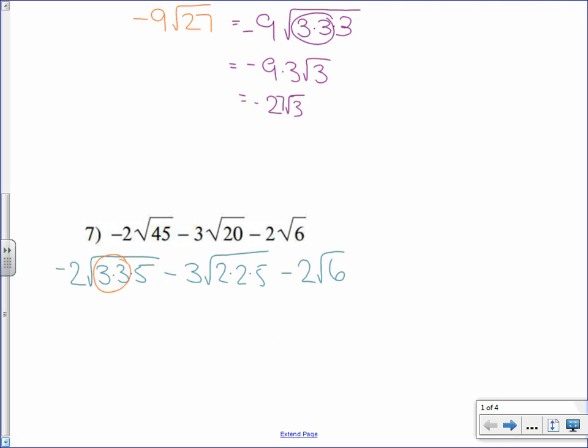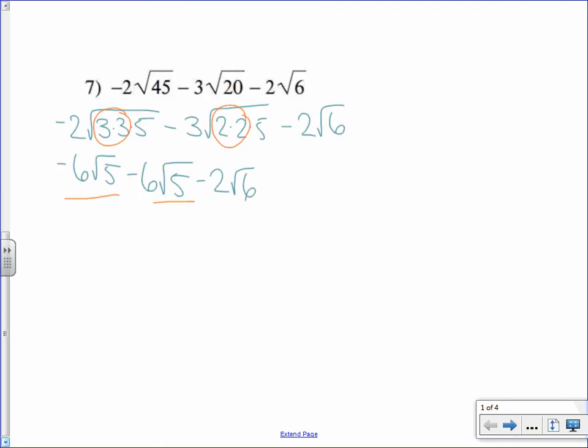Here I've got a group of 3's. Here I've got a group of 2's. So this is going to be negative 2 times the 3 that I pull out, that's negative 6. And I'm going to have another minus 6 because 3 times 2 is 6, and I have a 5 under there. And now these first 2 both have a square root of 5 in it, so we can combine those. So negative 6 minus 6, that's minus 12 times the square root of 5. And then don't forget to tack on this minus 2 square root of 6 on the end. You can't lose it. So this is your final answer right here.